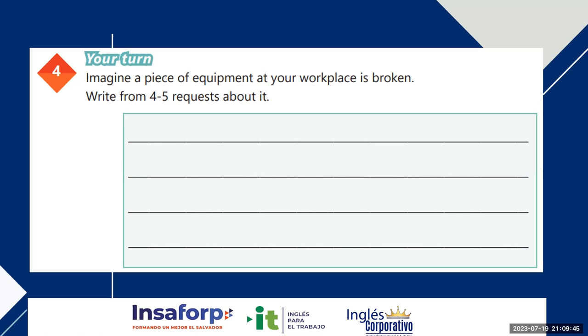Okay, imagine a piece of equipment at your workplace is broken. Write from 4 to 5 requests about it. Imagine una pieza de un equipo que esté de su trabajo, esté rota, dice. Escriba 4 o 5 formas de cómo preguntarla, dice. Pieces of equipment, your workplace is broken. Se quebró. Está quebrada la pieza. ¿Cómo haría usted para relacionar ese contexto? Y ahí sería como para pedir ayuda, IT support, tech support. Yeah, okay. Request. Usted va a hacer un request. Ah, perfecto. I would like to report a piece broken. Ah, okay, it could be in that way.